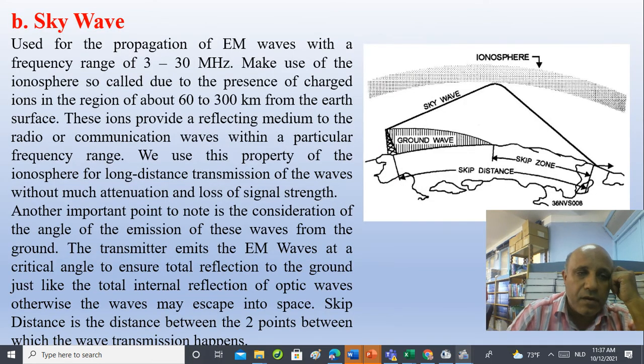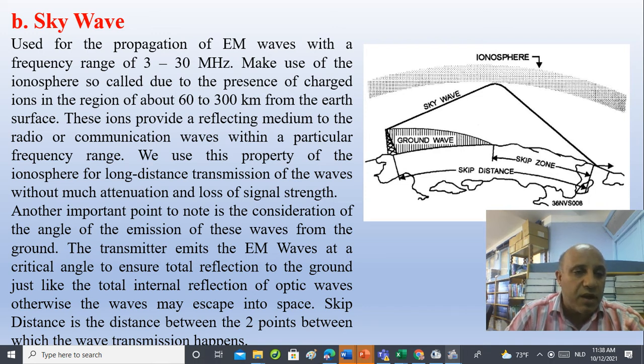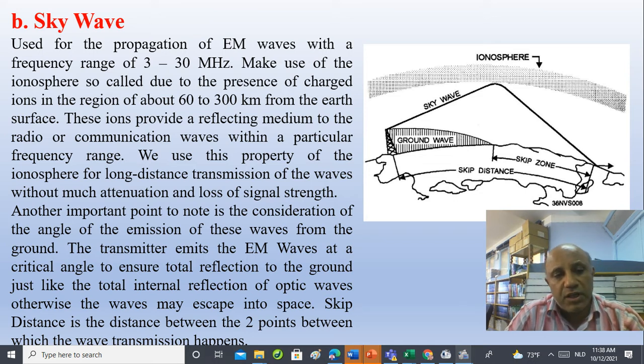Sky wave is used for the propagation of electromagnetic waves with a frequency range from 3 to 30 megahertz. It makes use of the ionosphere, so called due to the presence of charged ions in the region of about 60 to 300 kilometers from the Earth's surface. These ions provide a reflecting medium to the radio or communication waves within a particular frequency range. We use this property of the ionosphere for long distance transmission of the waves without much attenuation and loss of signal strength.